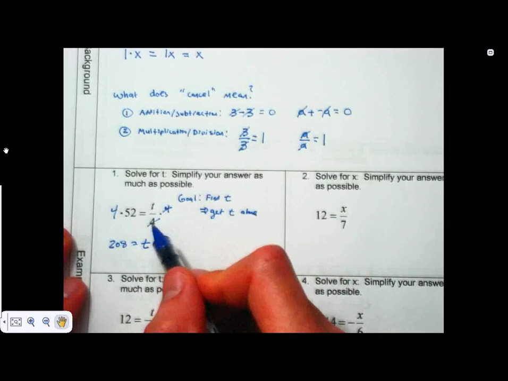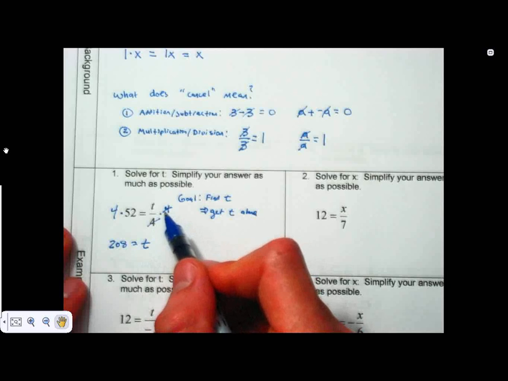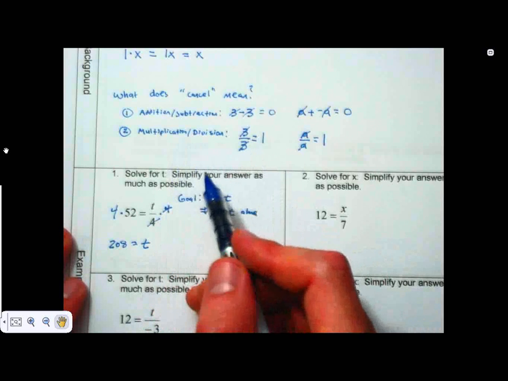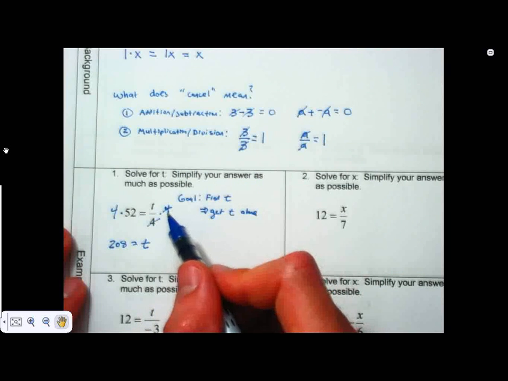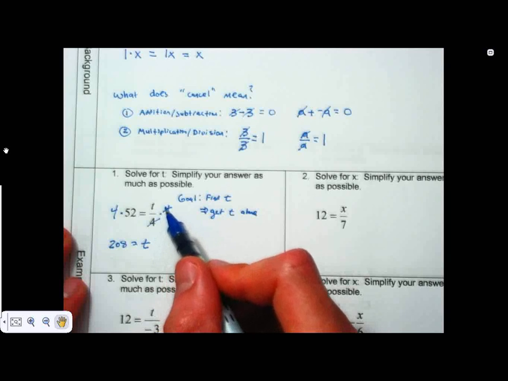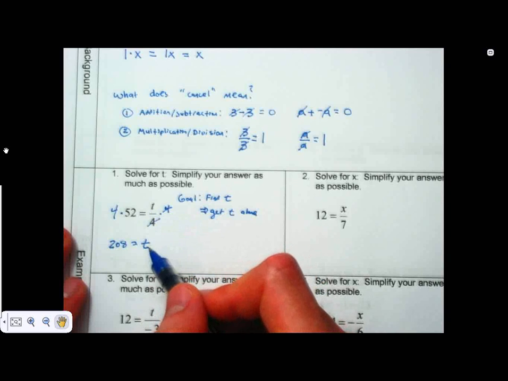Now, did you catch it? I said cancel, and now I'm using the cancellation in the multiplication-division sense. So all that would be left when these 4's cancel would be 1t, which is the same as t, as we discussed at the beginning.